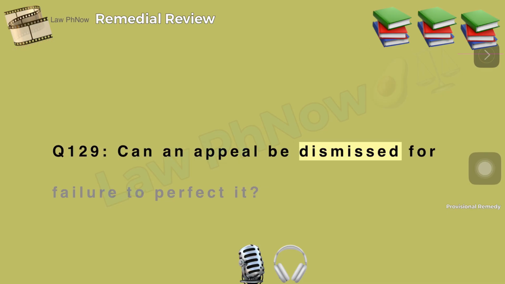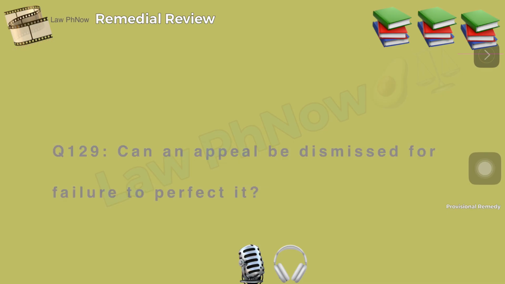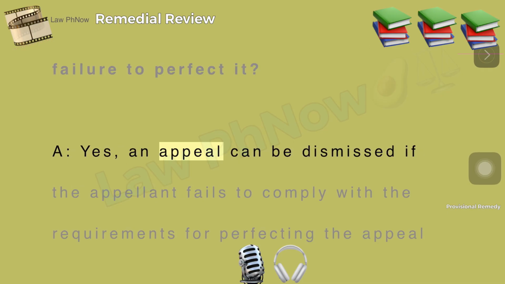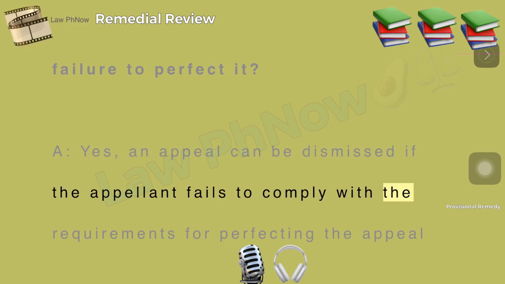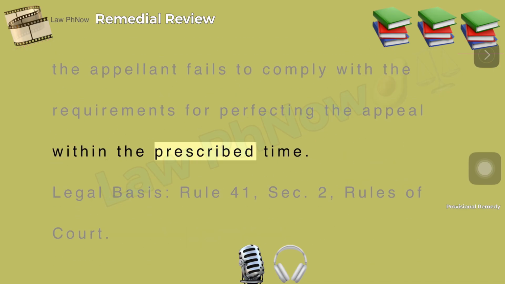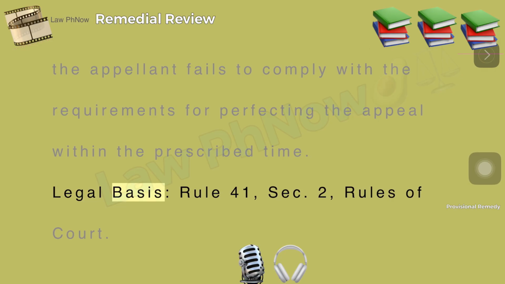Q129. Can an appeal be dismissed for failure to perfect it? A. Yes, an appeal can be dismissed if the appellant fails to comply with the requirements for perfecting the appeal within the prescribed time. Legal basis, Rule 41, Section 2, Rules of Court.